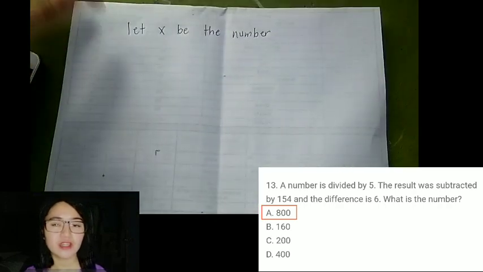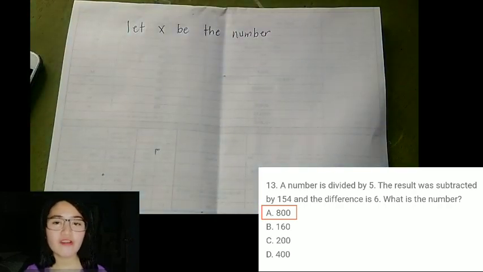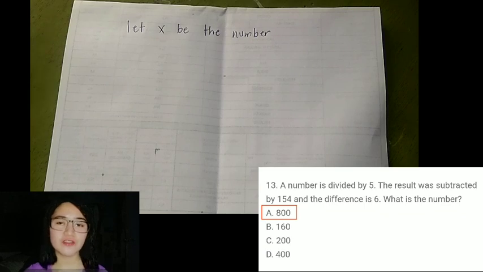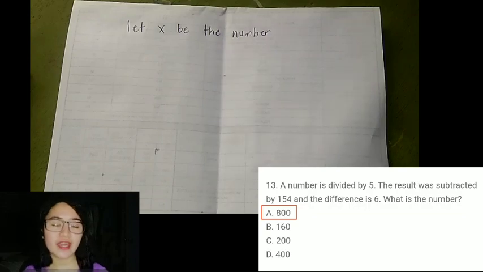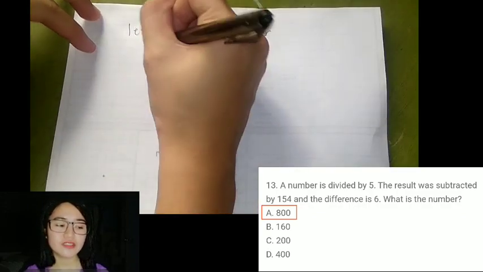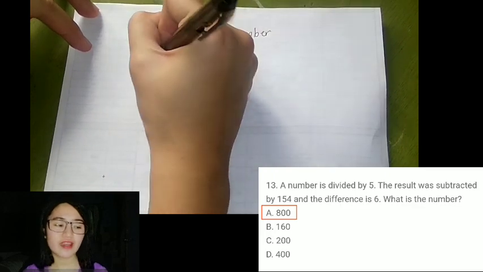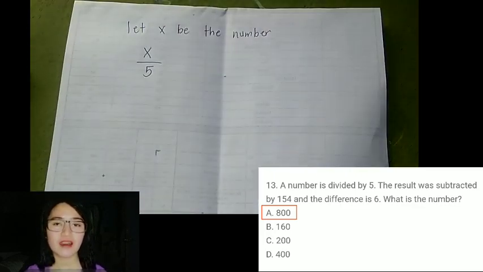So, let x be the number, and then, para maka-form tayo ng equation, sundin lang natin yung sinasabi doon sa problem. So, nakalagay, a number is divided by 5. So, yung x na naka-represent doon sa number, it is divided by 5. So, ang first expression natin is x over 5.